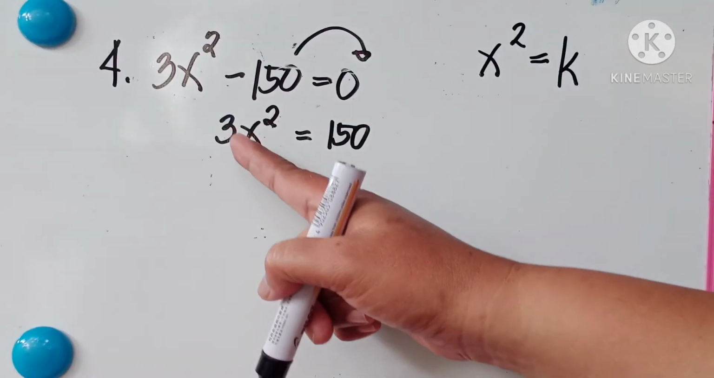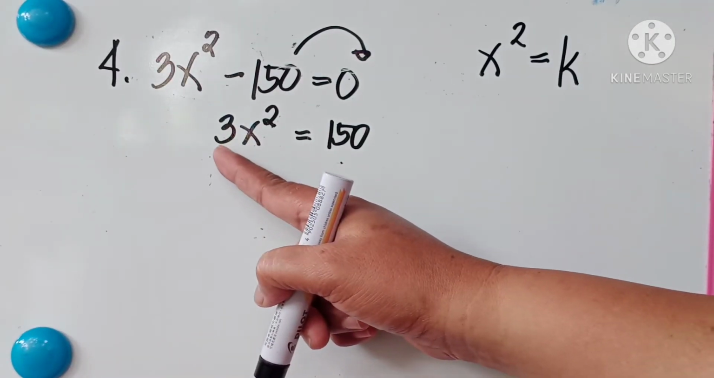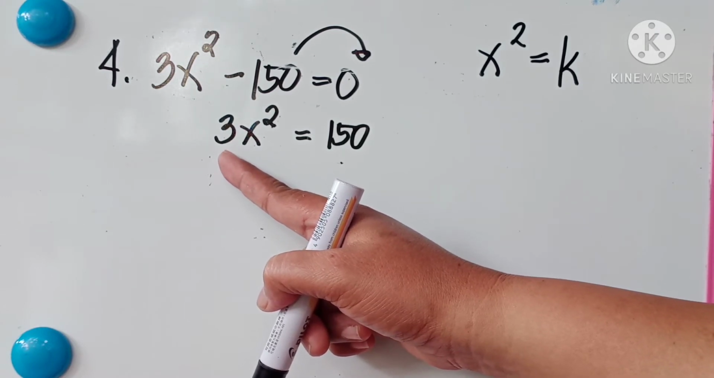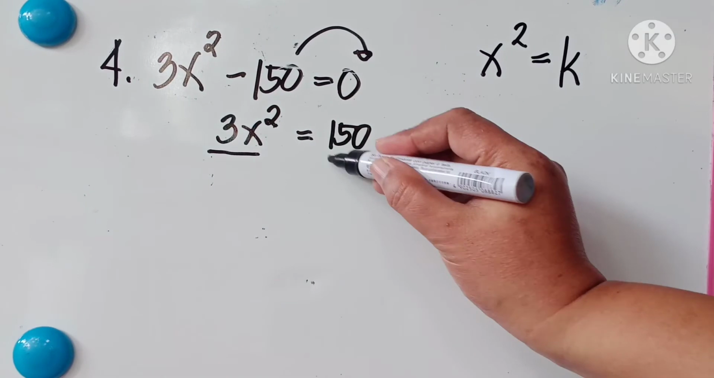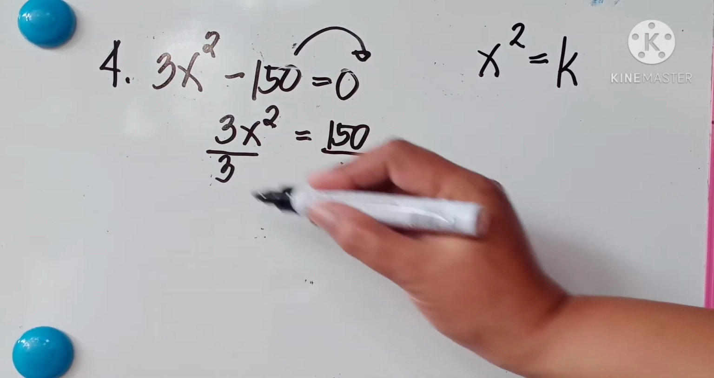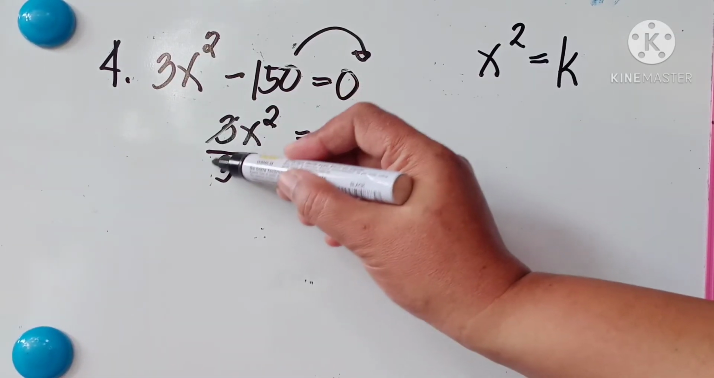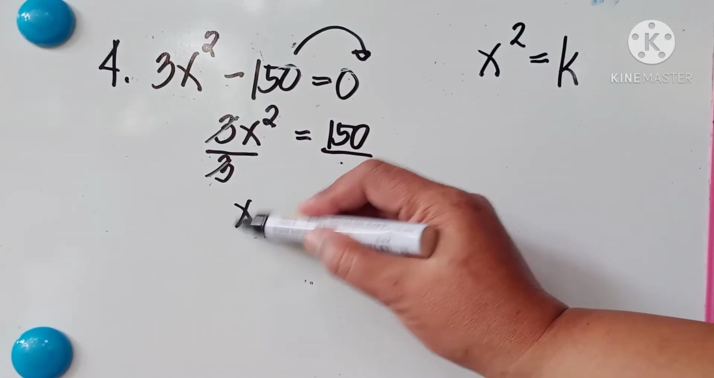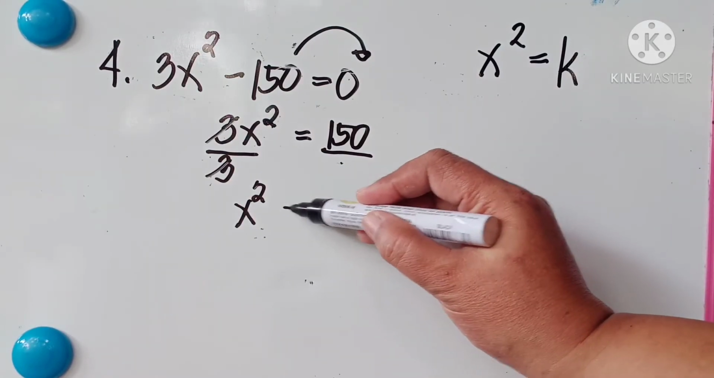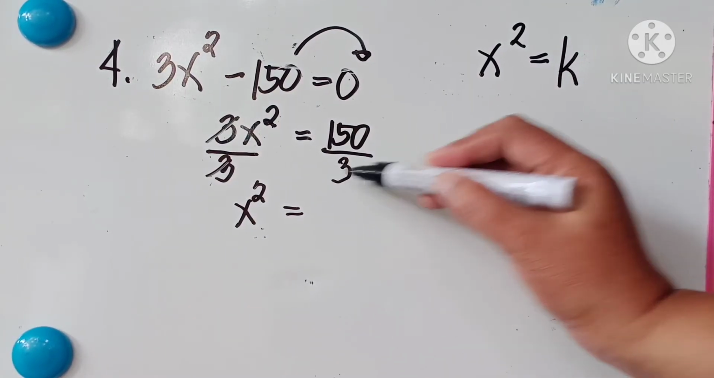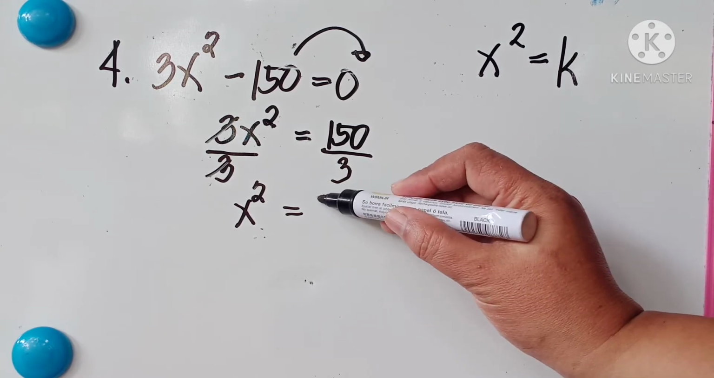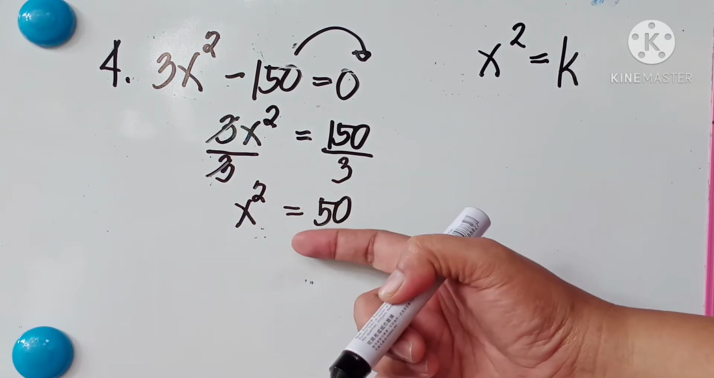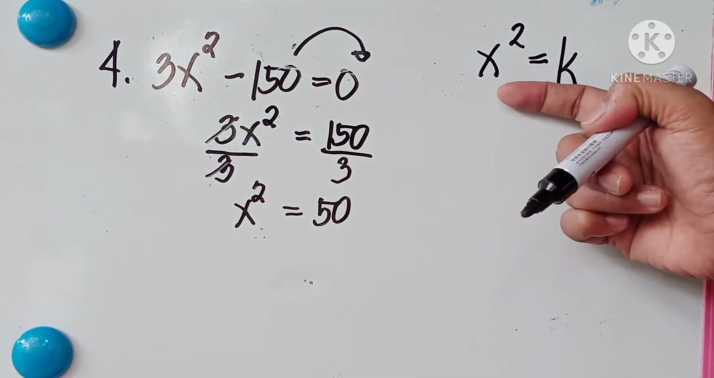Ngayon, tingnan niyo yung coefficient ng x squared. It is 3. So, dapat ay gawin nating 1 yan. So, that is by dividing both sides by 3, so that the coefficient of x squared will become 1. So, we have now 1x squared or x squared equal to, divide 150 by 3. The answer is 50. So, now, x squared is equal to 50 is written in this form.